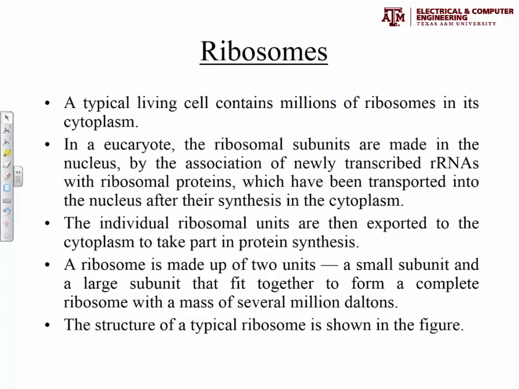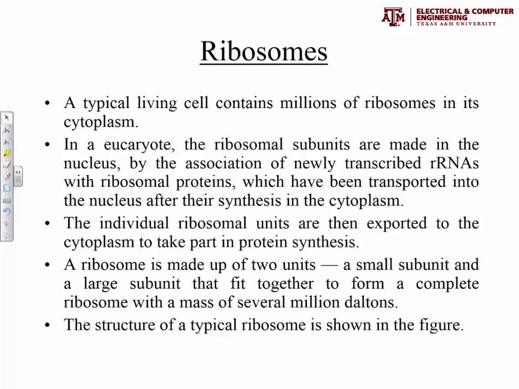Now, a typical living cell contains millions of ribosomes in its cytoplasm. In a eukaryotic cell, which is a cell that has a nucleus and other organelles, the ribosomal subunits are made in the nucleus by the association of newly transcribed ribosomal RNAs with ribosomal proteins. Protein synthesis always takes place out in the cytoplasm, while transcription takes place inside the nucleus for eukaryotic cells. The ribosomal proteins are synthesized in the cytoplasm, so they have to be brought inside the nucleus for assembly of the ribosomal units. The individual ribosomal units are then exported.